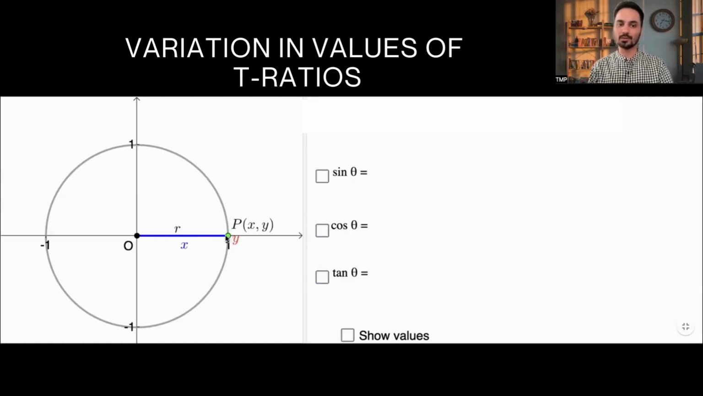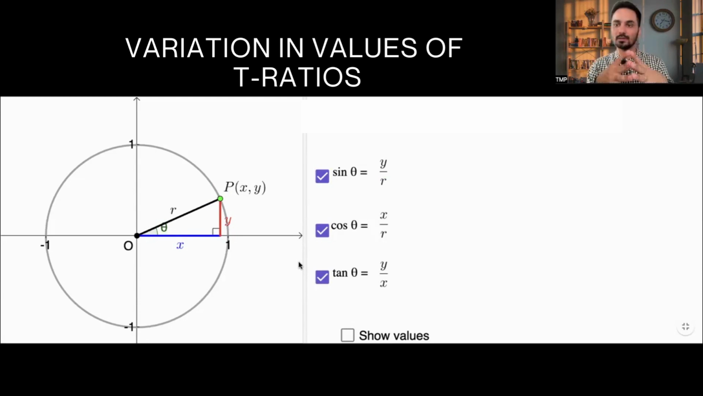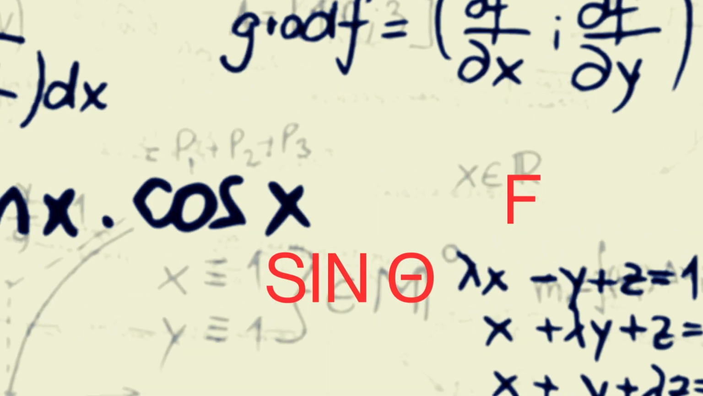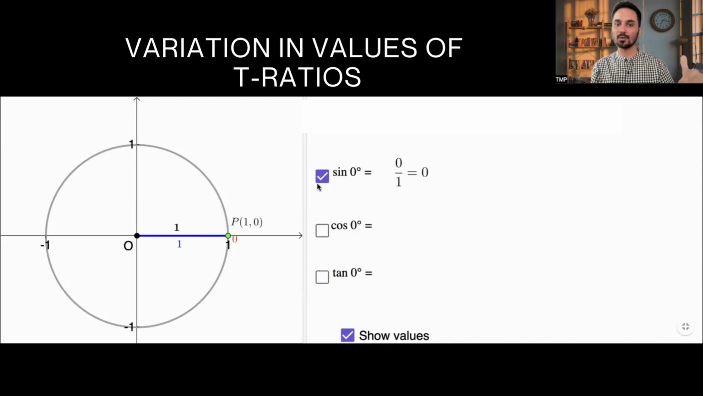We know that in a unit circle, the value of sine theta can be given as y over r, cos theta as x over r, and tan theta as y over x. Now we will observe the variation in the values of all trigonometric functions in different quadrants. And here I'm not talking about the signs, but the variation in the values. Let's get started with sine.